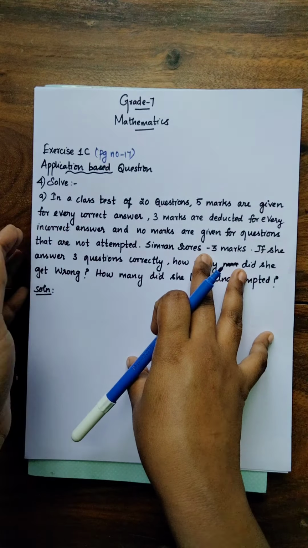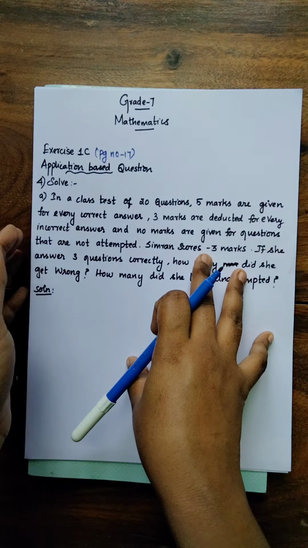And how many marks are they giving for every correct answer? For every correct answer they are giving how many marks? Yes, very good, 5 marks. So marks for every correct answer is equal to how many marks they are giving? Yes, 5 marks. So 5. Then marks for every wrong answer.